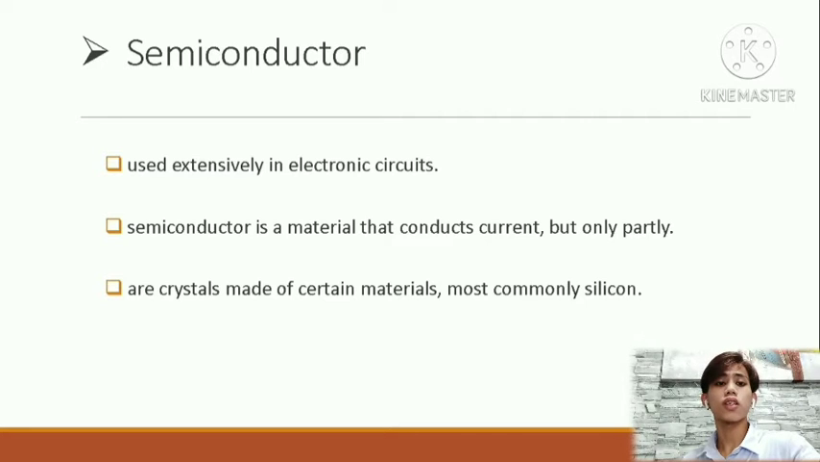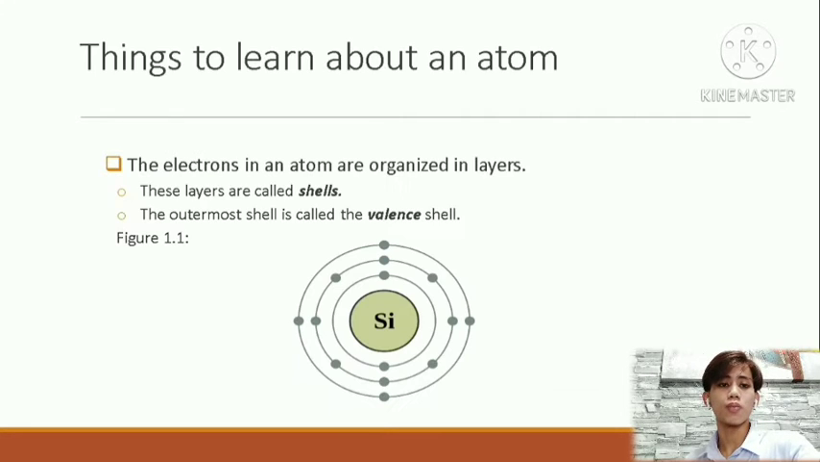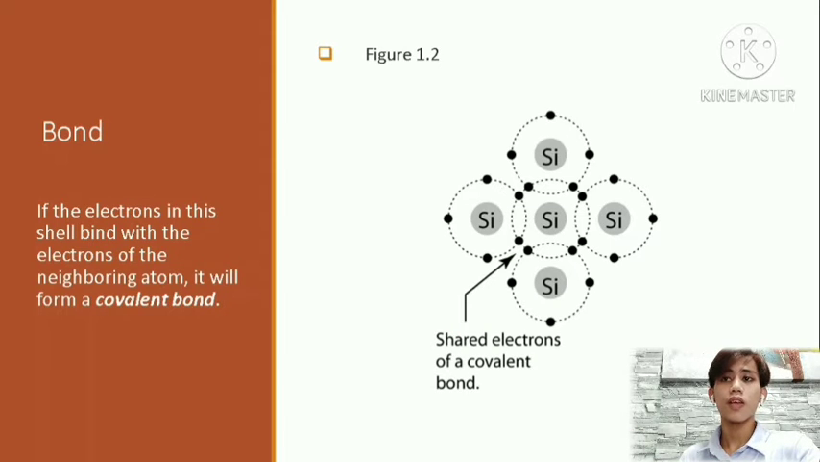But before we understand how a semiconductor works, we must first understand how electrons are organized in an atom. The electrons in an atom are organized in layers. These layers are called shells. The outermost shell is called the valence shell. If the electrons of this shell bind with the electrons of the neighboring atom, it will form a covalent bond.